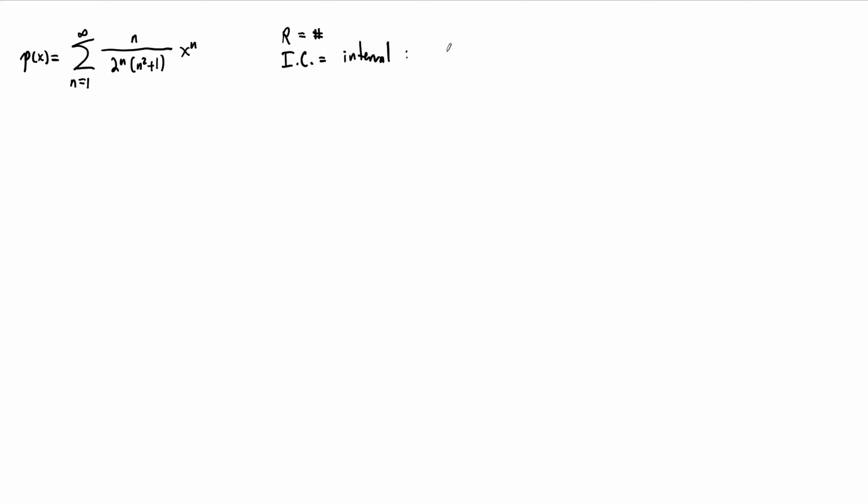But the interval is always of the form absolute value of x minus x naught less than r, before we check the endpoints, right? Where in this scenario, the r is the number that we found from the radius of convergence when we get to that point. And the x naught, this is the center of our power series.